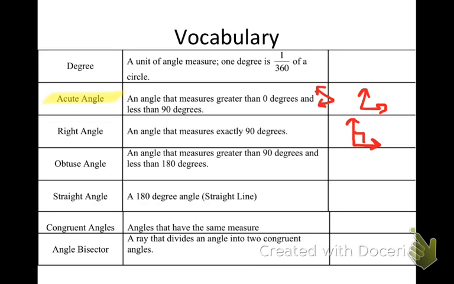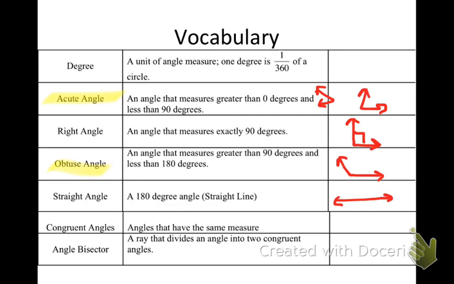Obtuse angle. Obtuse angles are the large angles. They are the angles that are larger than 90. And then we have a straight angle, as Brock said. A straight angle is nothing more than a straight line. So that's 180 degrees. That's a straight line.